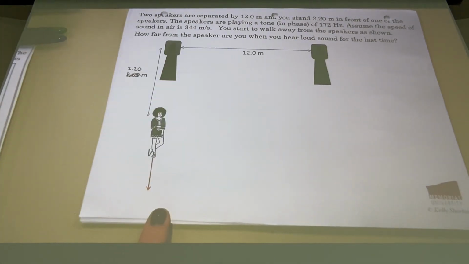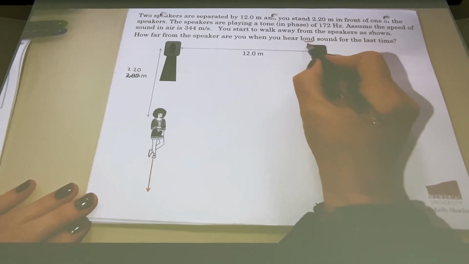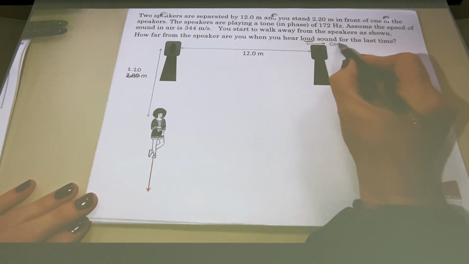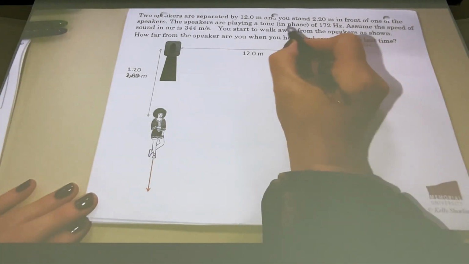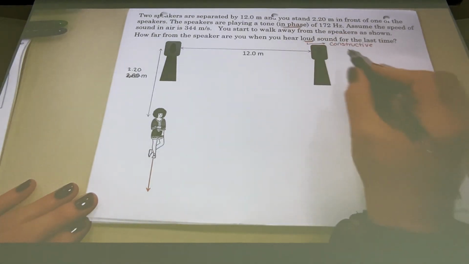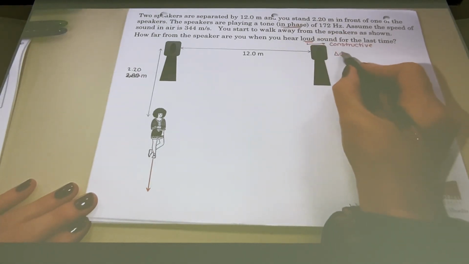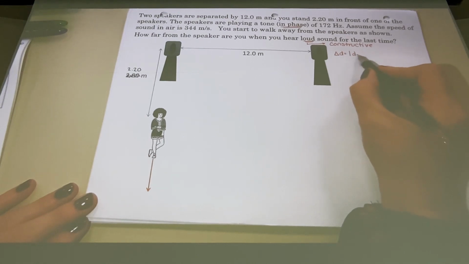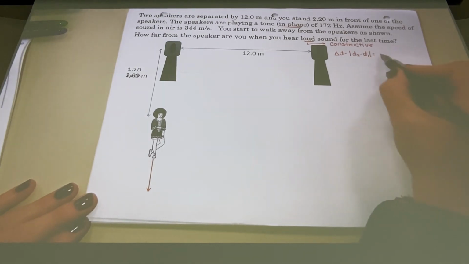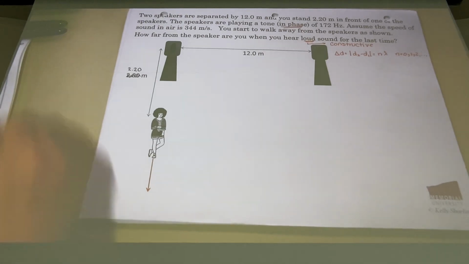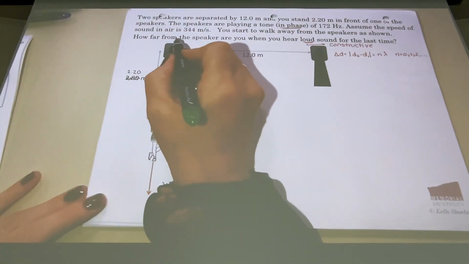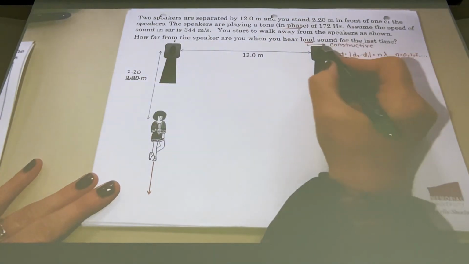So you're walking all the way away. We know that we're talking about loud sound, so right off the bat, we know we're talking about constructive interference. The speakers are in phase, so we know what the condition for constructive interference is. It's delta D, the path difference, which is D2 take away D1, equals n times lambda, where n is an integer. We should label our speakers. I'm going to keep with what we did last time. I'm going to call this speaker 1 and this speaker 2.